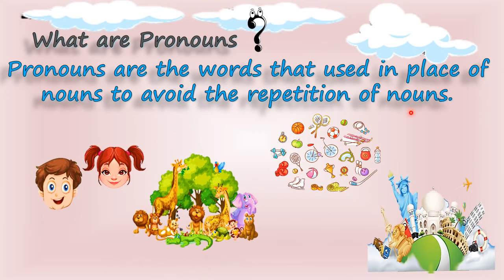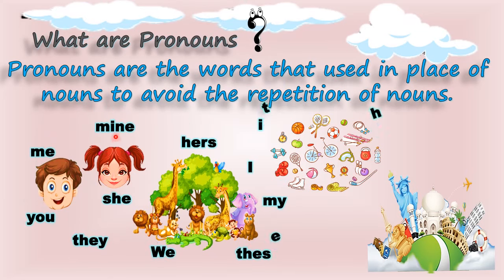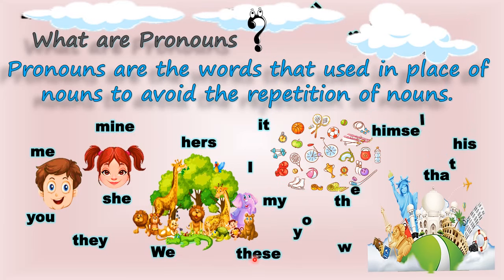Now, pronouns are the words that we use for nouns. So, what are these on the screen, children? These are the different categories of nouns: person, animals, things, places around us. And we use different pronouns like me, you, they, she, mine, hers, we, these, my, I, it, himself, his, that, theirs, yourself, what. These are the different pronouns.